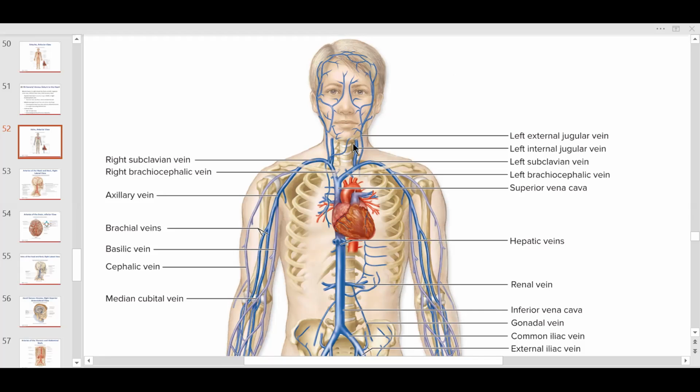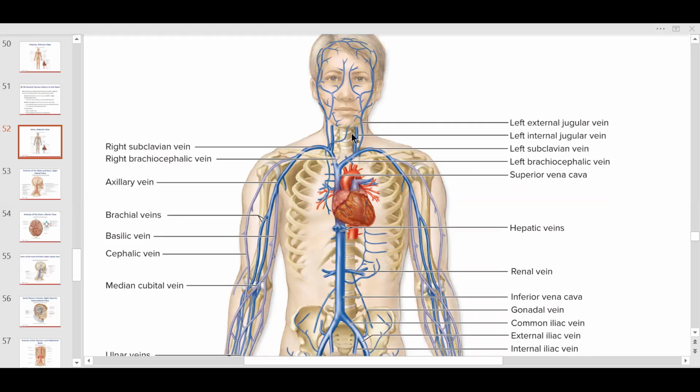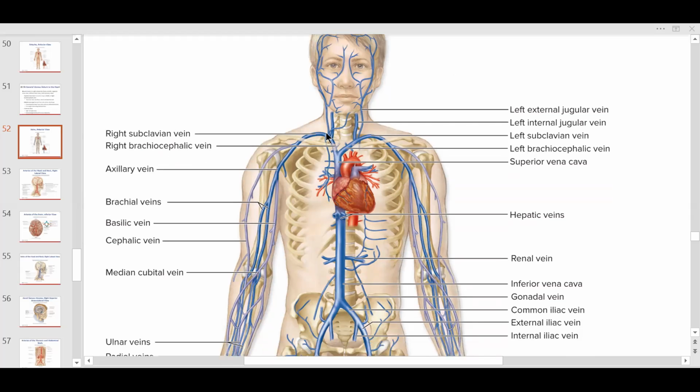The jugular vein drains back to the brachiocephalic. So basically, that's all you need to know about the brachiocephalic, left brachiocephalic vein, right brachiocephalic vein. So if you're taking blood back from the brain, you don't have to mention the subclavian. You just go right from the jugulars, external and internal, into the brachiocephalic, and then into the superior vena cava, and then right atrium.